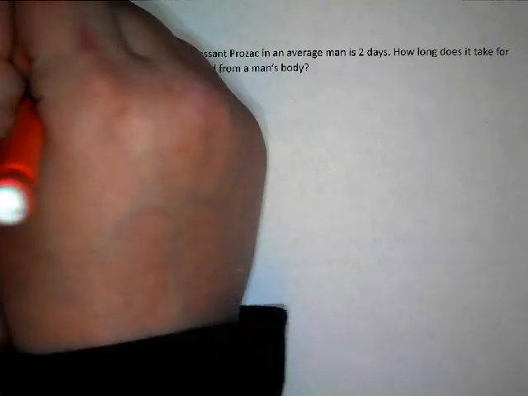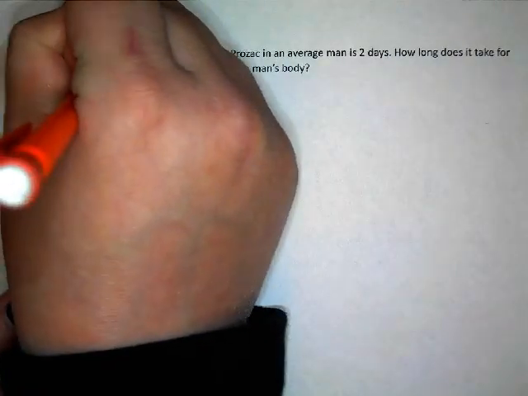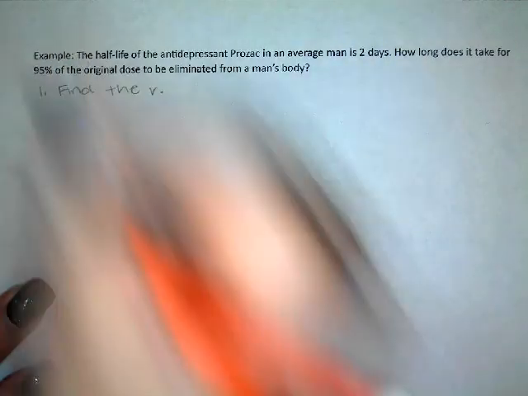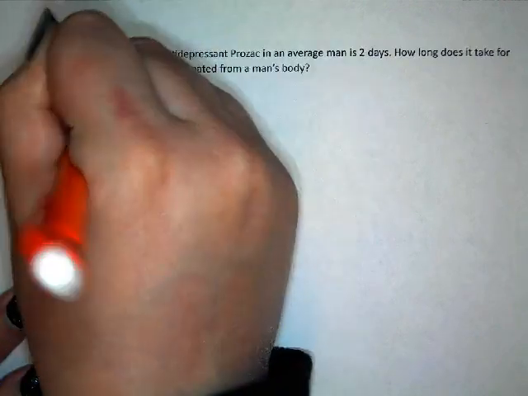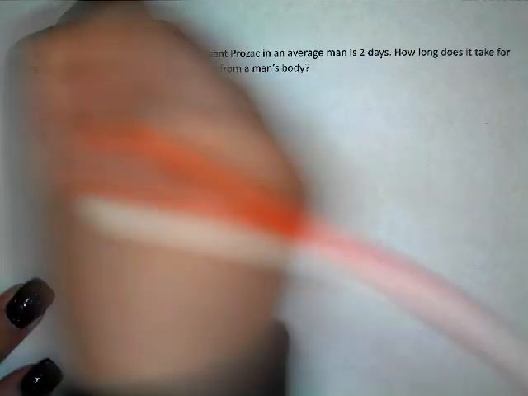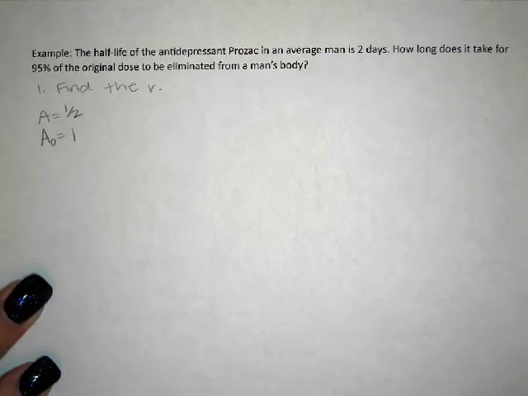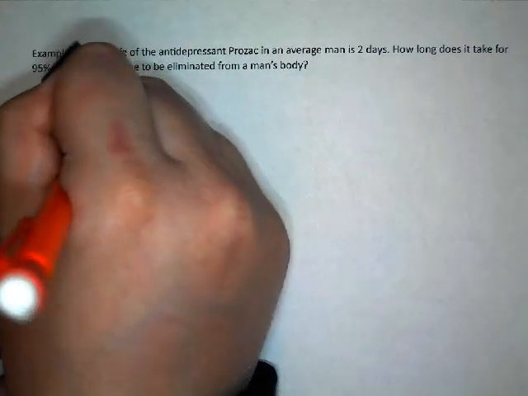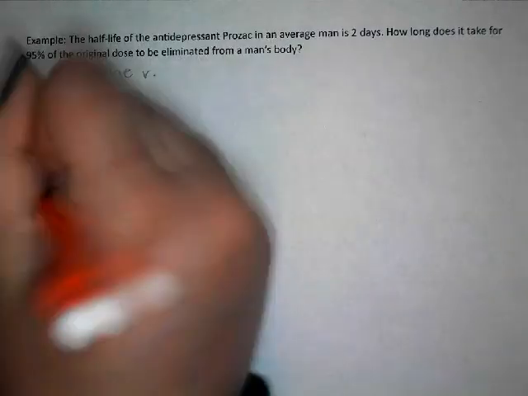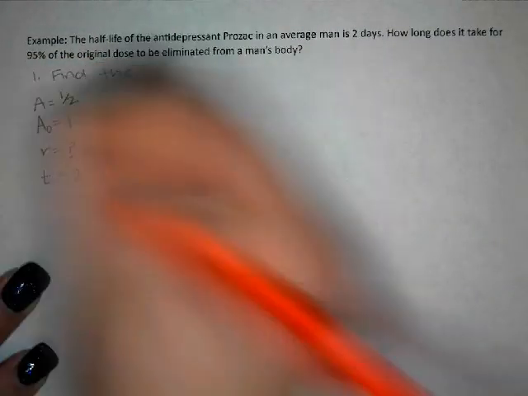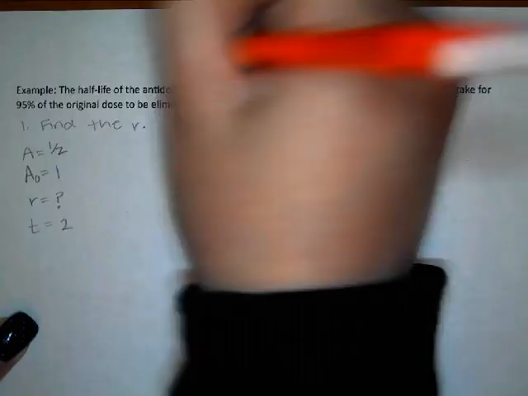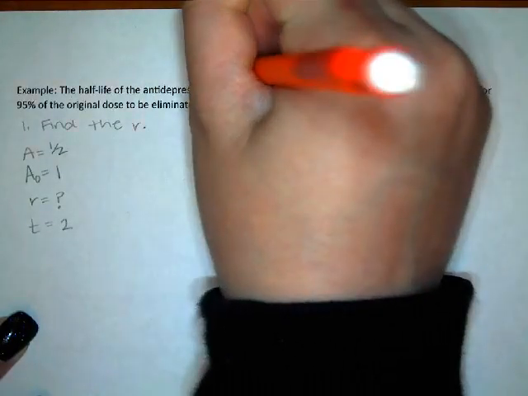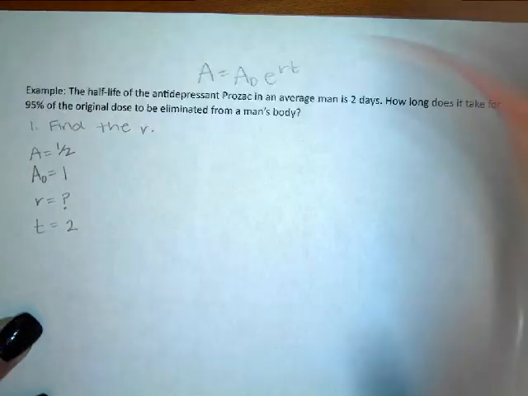So I'm going to have the initial value 1, and then 1/2 of the initial value. That's the half-life. The rate is what I'm trying to find. And I know that the time is 2 days. So I'll go ahead and plug that into the equation first. I'm going to write my equation up here. So I have 1/2 equals 1 e to the r times 2.